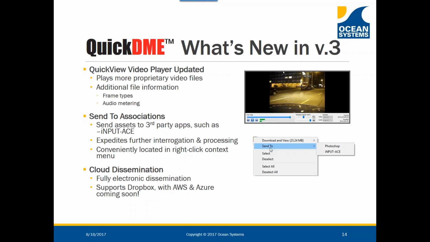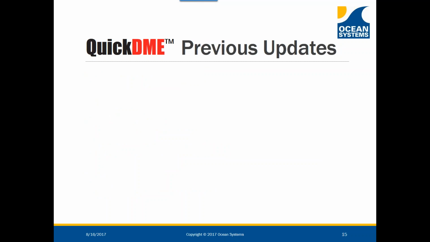Cloud dissemination, another big one that has been requested for fully electronic dissemination. So rather than having to burn a disk or copy files to a thumb drive out of AccessDME for disseminating to prosecutors, defense attorneys, etc., we now have a way of doing fully electronic dissemination. Currently supports Dropbox, both personal or business accounts, and then we'll be releasing that capability with Amazon's Web Services, or AWS, and Azure as well in the near future. So we can leverage those in the solution.